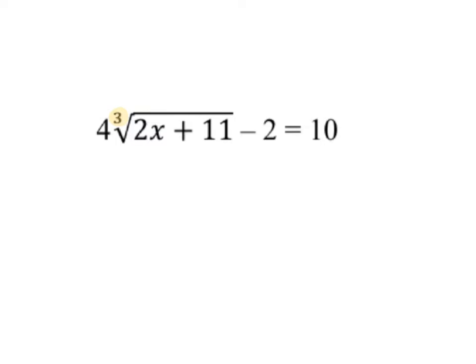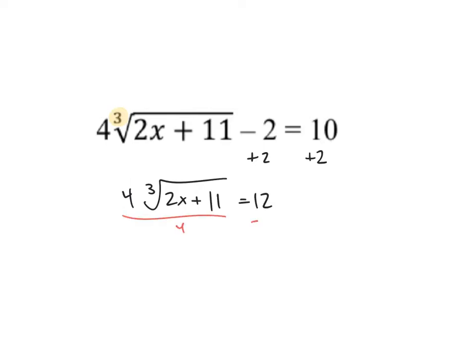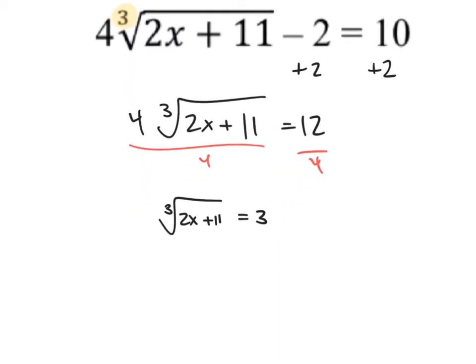We'll still isolate it, which means the first step will be adding 2 onto both sides. So we still have the cube root here, and now we're equal to 12. And then to get rid of that 4, we'll divide both sides by 4. So we have the cube root of 2x plus 11 is equal to 3.